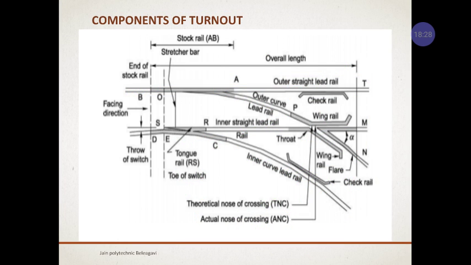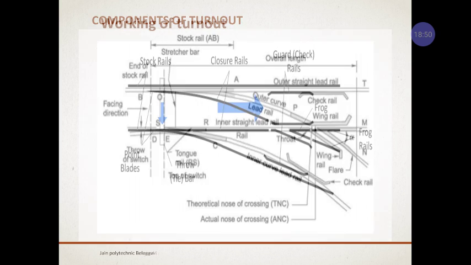This is all about the components of the turnouts, and what are points and what are crossings. I have tried to explain it in the simplest way. Notes will be provided to you and this PPT will also be with you. If any problem, you can go through it again, and you can come to me once again for understanding.